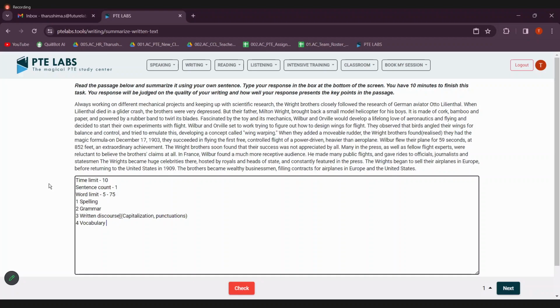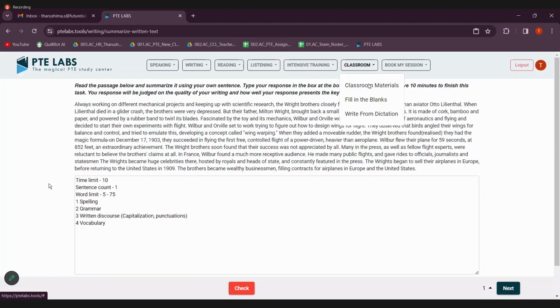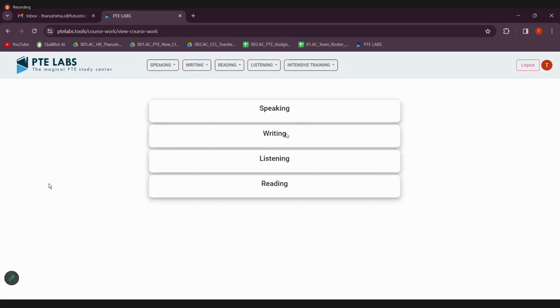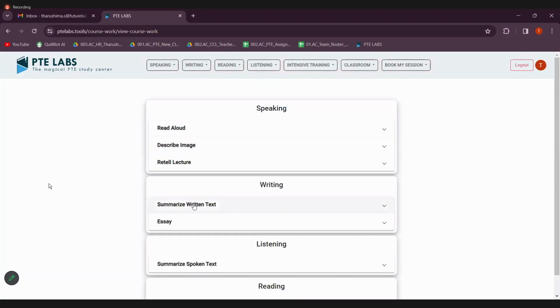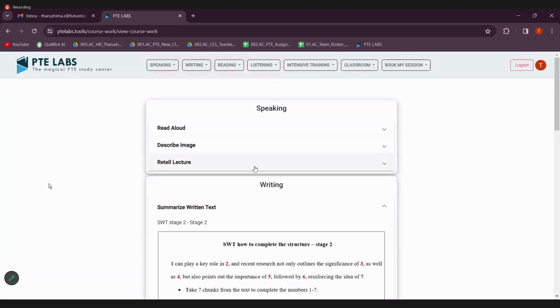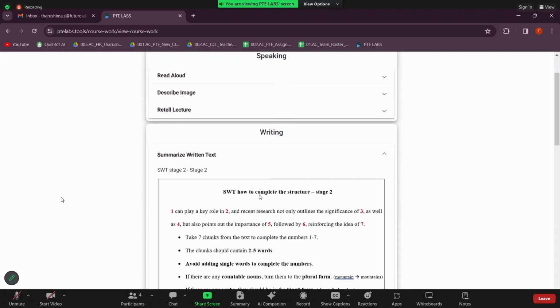The structure is a fixed structure. You could use this fixed structure for any SWT question. Nothing else, only the SWT question, that means the summarize written text question. Okay, let me go there. What you have to do is go to classroom materials, writing. Under that, you have summarized written text.